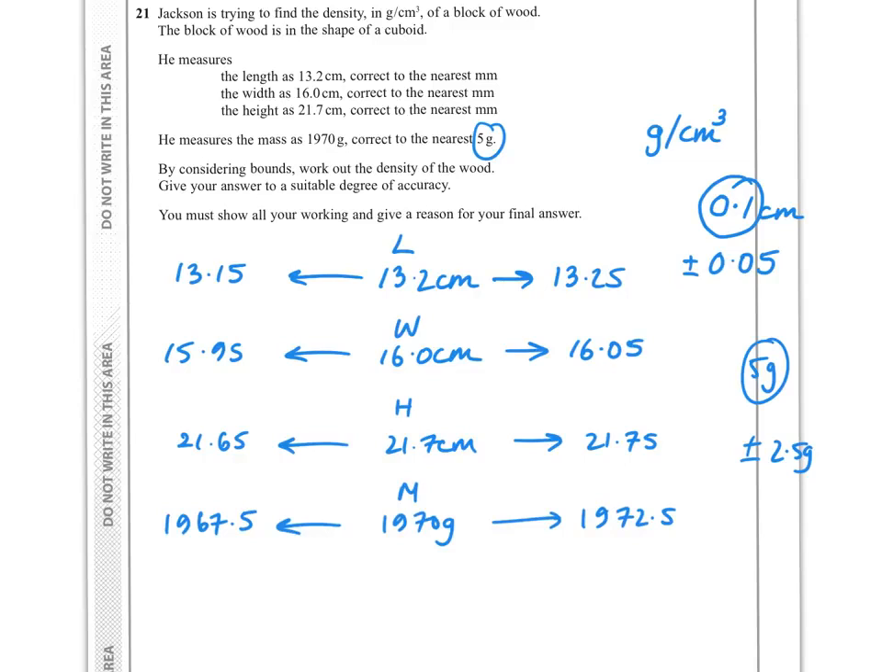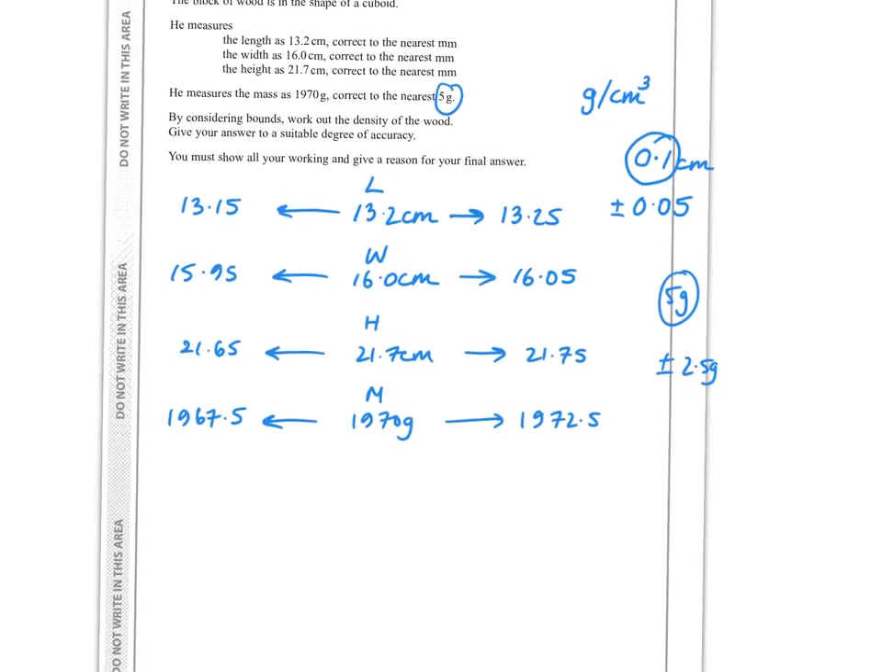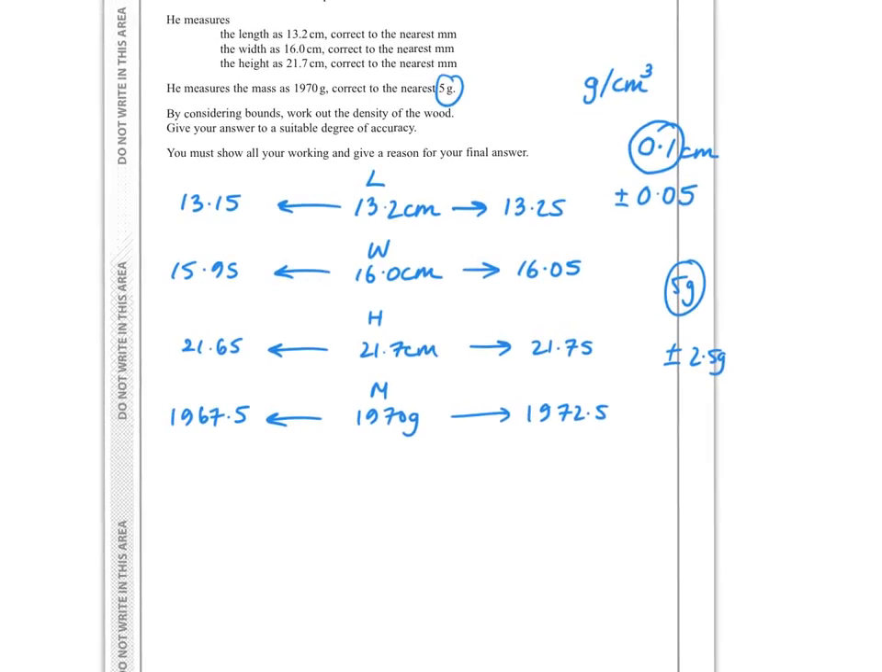By considering bounds, work out the density of the wood. So I wouldn't worry too much. Just find the upper bound of the density, find the lower bound of the density, and then we'll go from there. So if we look at the formula, density is mass over volume, and it kind of tells you because it's grams over centimetre cubes, and grams is mass and centimetre cubes is volume. So if we want the upper bound, we want the mass to be the highest and we want the volume to be the lowest, because that will give us the biggest answer.